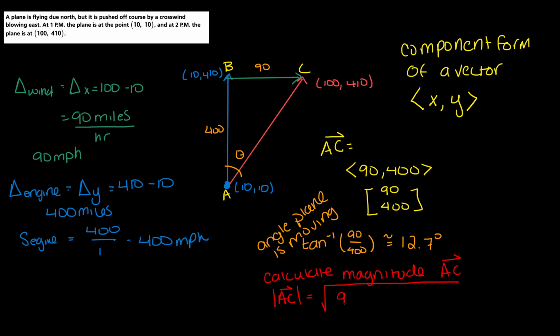So in this case, it's going to be 90 squared, because we already found the change in x, x2 minus x1, with the change of the wind, plus the change in y, y2 minus y1, which is 400 squared. And what we found here is that this equals roughly 410 miles.